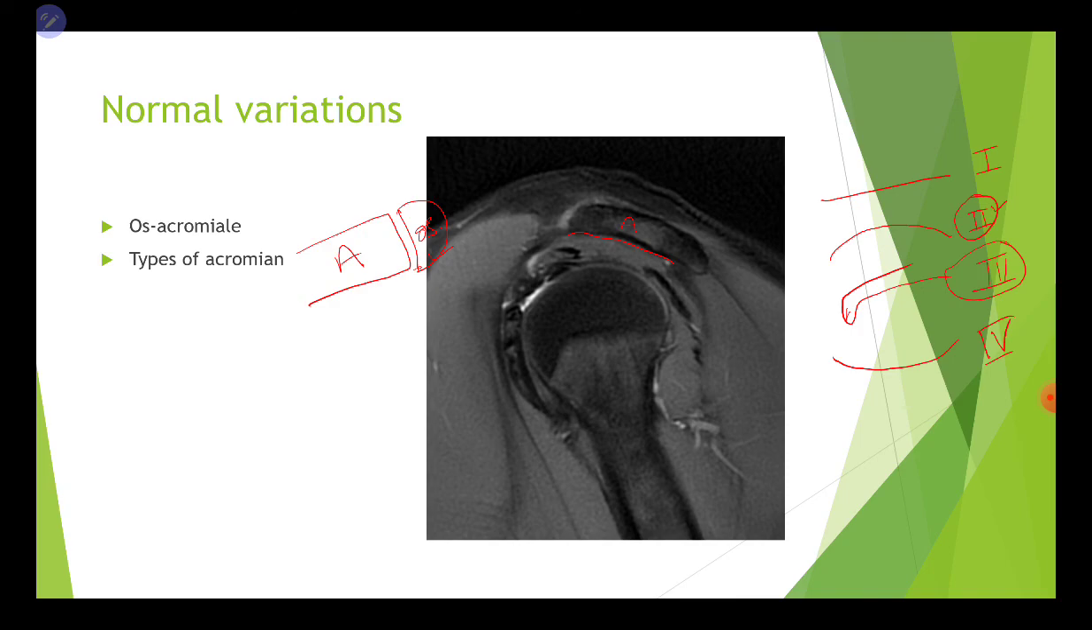So this was all about the bony anatomy of the shoulder joint on MRI.